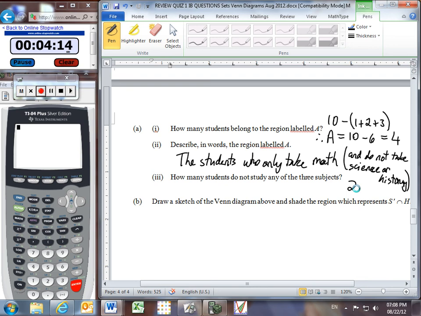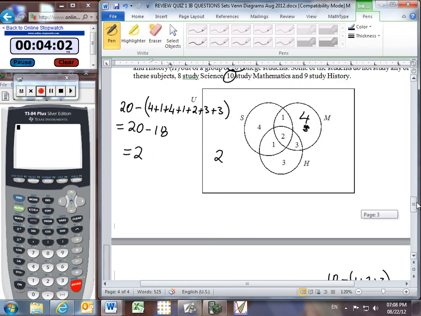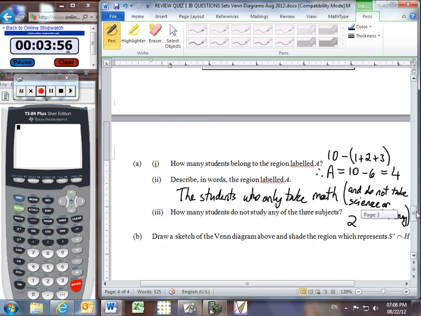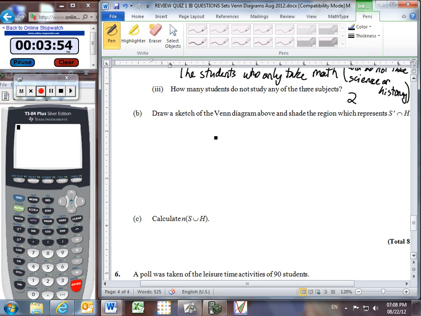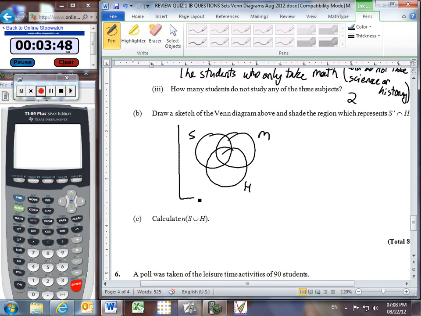Part B. Draw a sketch of the Venn diagram above and shade the region which represents S complement intersection H. So I'm just going to duplicate my Venn diagram here, just a sketch of it. I won't worry about my numbers. So I've got S on the left, M on the right, H on the bottom. Don't forget the rectangle, that's my universal set.